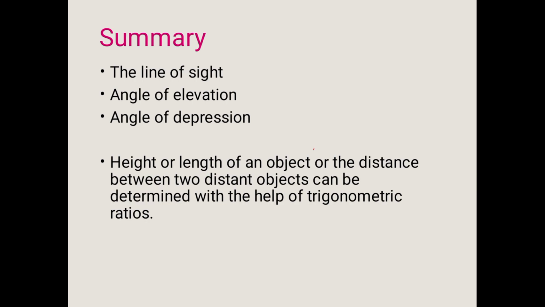So the basic terminologies that you should know in this chapter are: the line of sight is the line when the observer looks at a point. Angle of elevation means when you look upwards. When you look at the object downwards by bending your head down, that is called angle of depression. And finally you can find the length, height and distance between two different objects with the help of trigonometric ratios with some specific angles. So that is just a recap of the lesson.